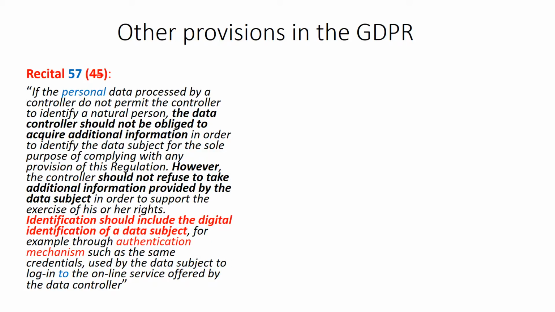Other provisions in the GDPR are laid down in Recital 57. The data controller should not be obliged to acquire additional information in order to comply with the regulation. However, it shall not refuse to take additional information provided by the data subject in order to support the exercise of his or her rights. And identification should include the digital identification of a data subject, that is to say, authentication mechanisms such as the data subject's login and online services credentials.